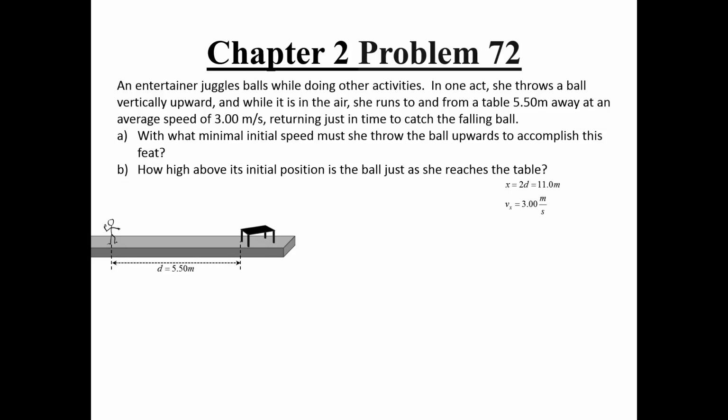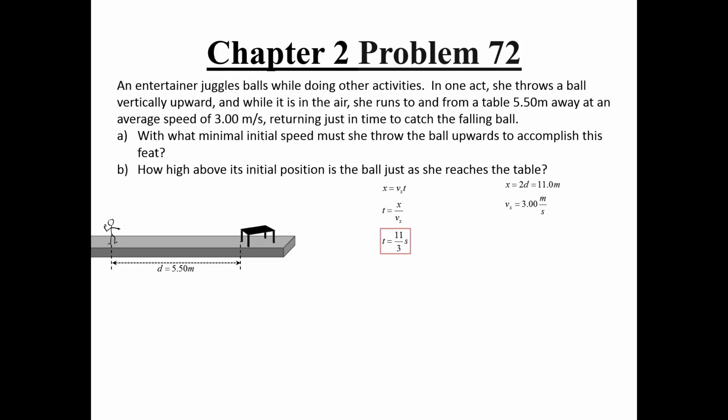The distance traveled by an object is equal to the speed multiplied by the time. If we rearrange this equation for the time it takes her to run to and from the table, we will know how long the ball is required to stay above its initial launch point. Plugging in the numbers, we see that the ball must stay in the air for 11/3 seconds.